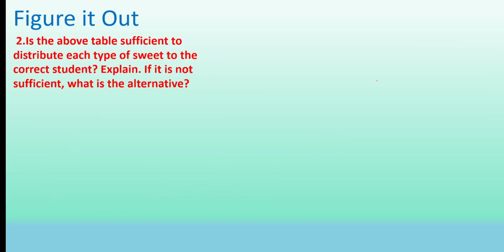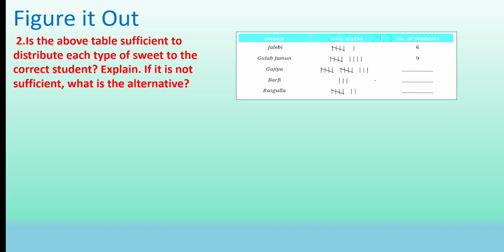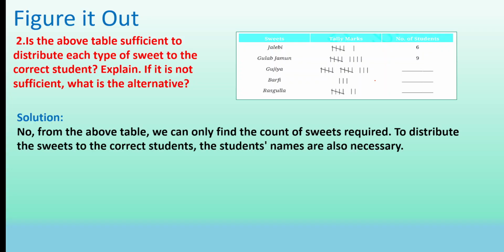Figure it out. Second question. Is the above table sufficient to distribute each type of sweet to the correct student? Explain if it is not sufficient. What is the alternative? Solution. No. From the above table, we can only find the count of sweets required. To distribute the sweets to the correct student, the students' names are also necessary.